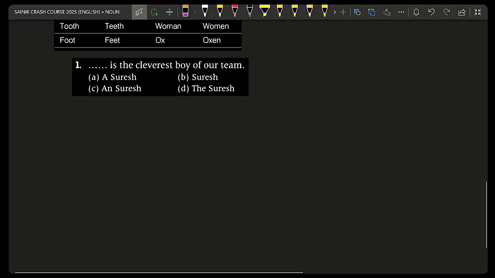Dash is the cleverest boy of our team. A. Suresh is the cleverest boy. Suresh is the cleverest boy. And Suresh, the Suresh.